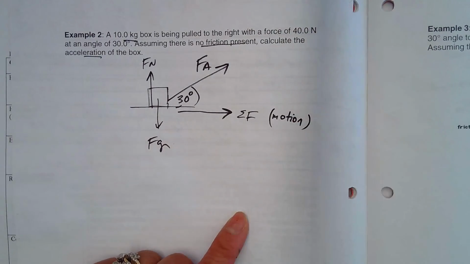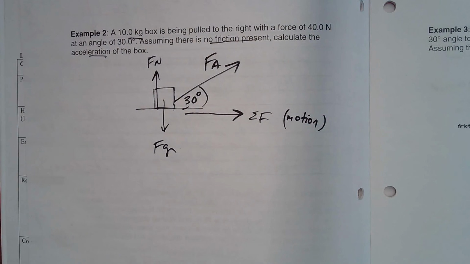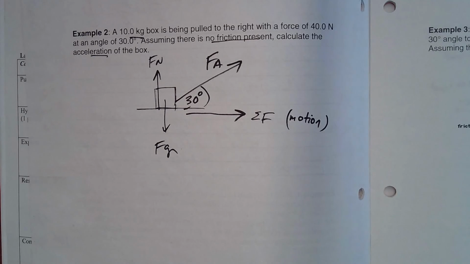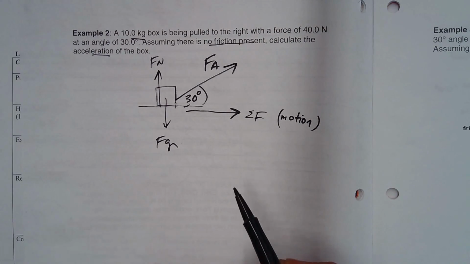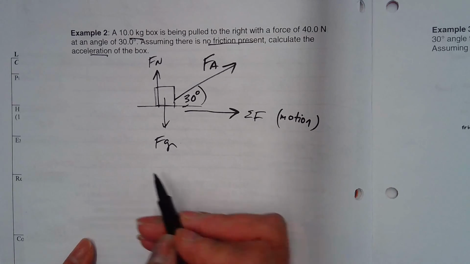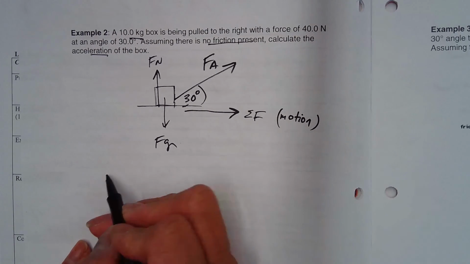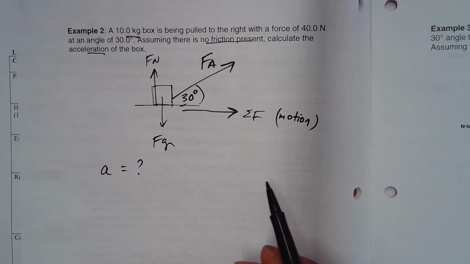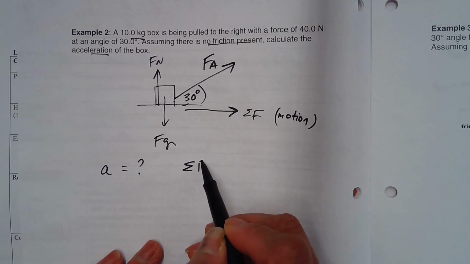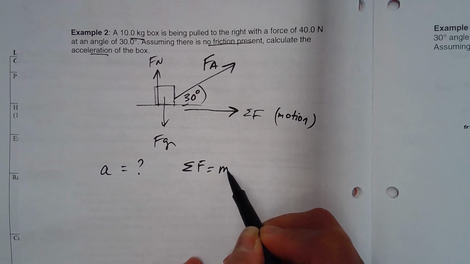So this is the motion of this object, and it is moving along. Thank you, John. It is moving only along the horizontal. Even though you're lifting it a little bit, it's not leaving that surface, right? So calculate the acceleration of the box. Let's figure out what we need to know. A, which means it is part of the net force equals MA.